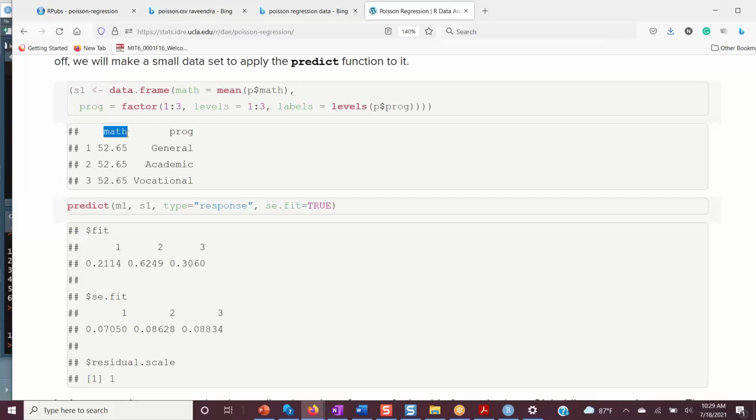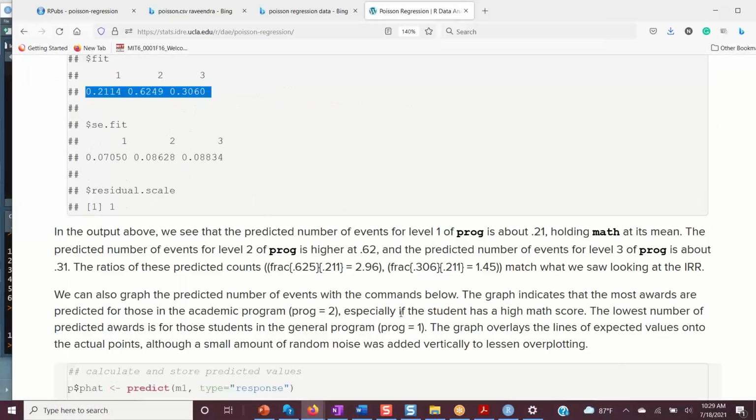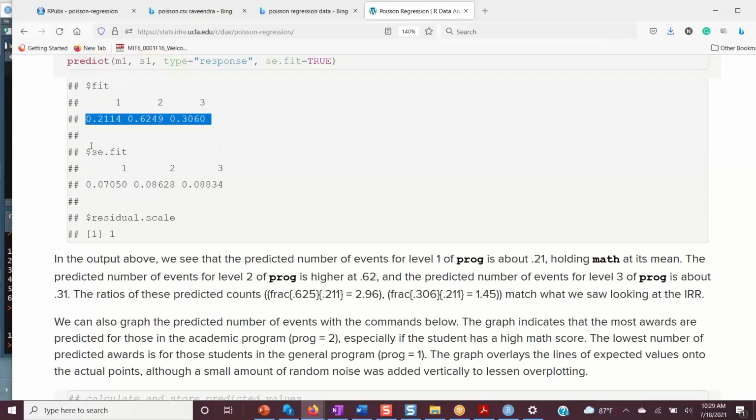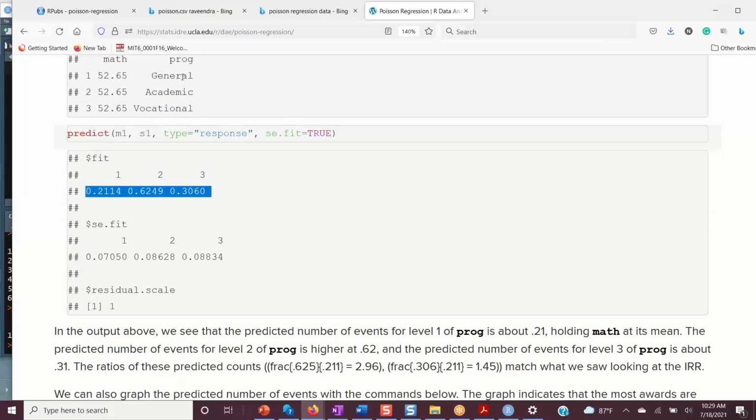Suppose this is socioeconomic status, high, low. Then you keep everything high, and then you change here, or low, you change here. Then you will be able to interpret it. The same thing here. We see the predicted number of events for level 1 is 0.21 only. For the general program category, the predicted number of awards is 0.62, and for the vocational, it is 0.30.